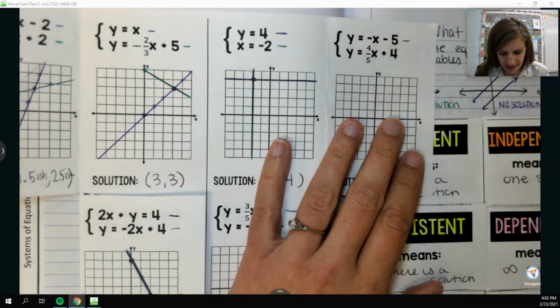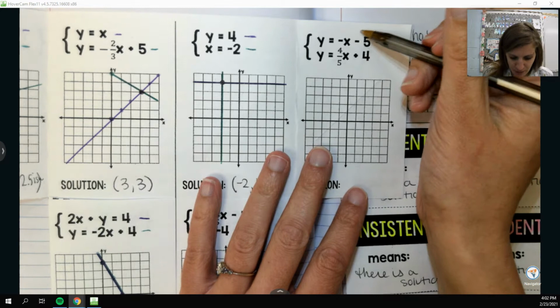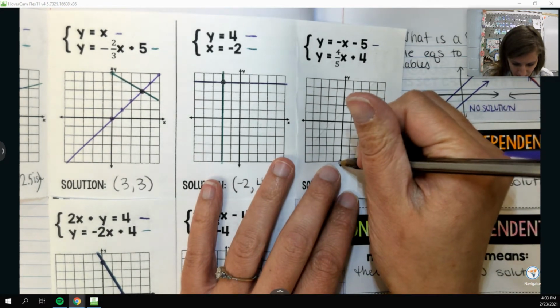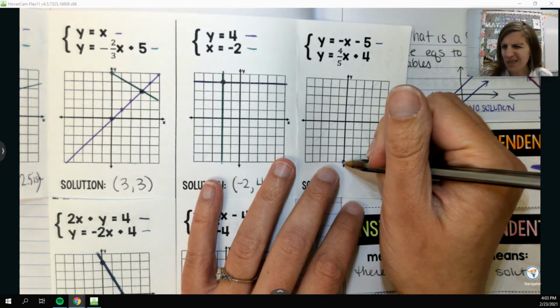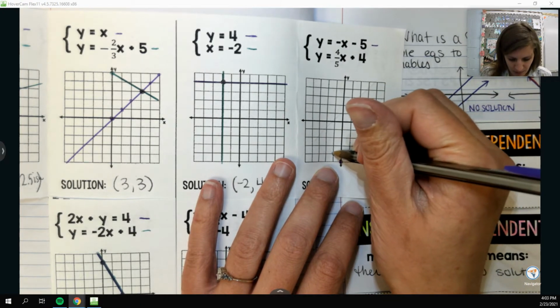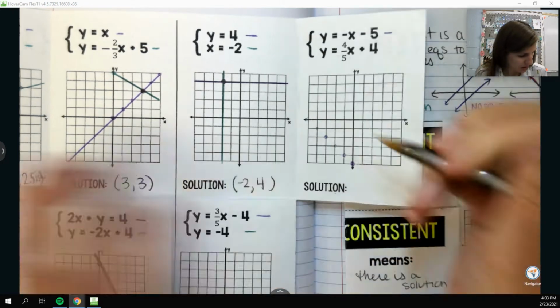This top one here is in y equals mx plus b. Your y-intercept, or b, is at -5. And then we'll do our slope of -1. And I can't really go down 1. So I'm going to go up 1, back 1. And get all these dots, these little dots.